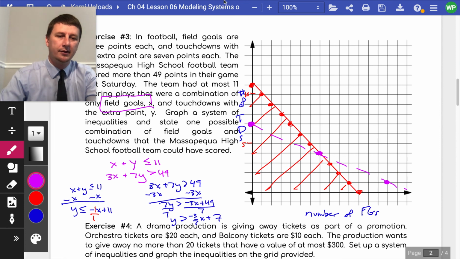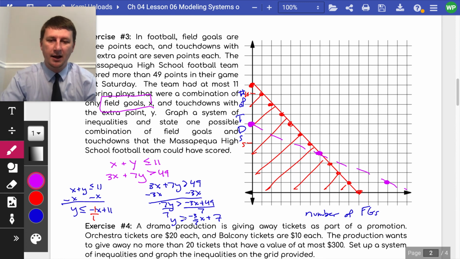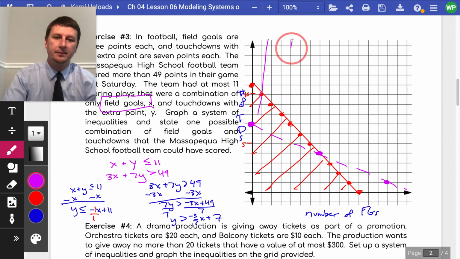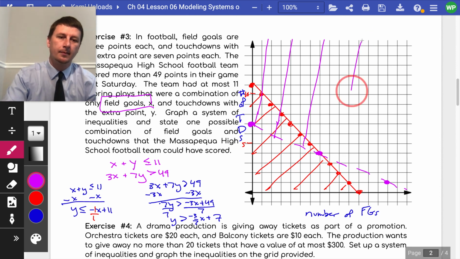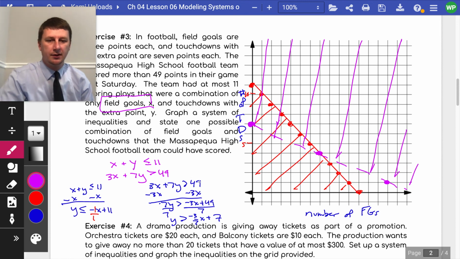And again, no arrows on this line because that would show negative touchdowns and negative field goals, which we cannot have. And we're going to shade this up because y is greater than. So let's go ahead and shade this up. And these are all of the possibilities where you could score more than 49 points.